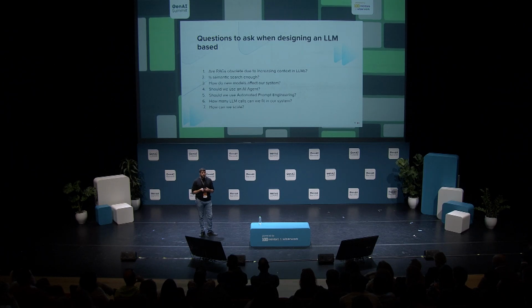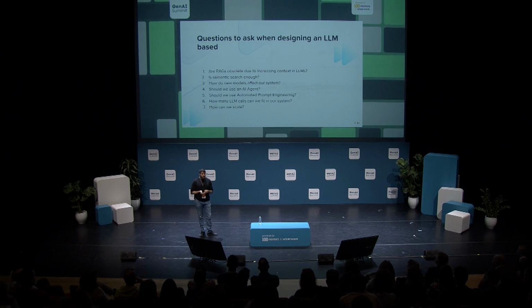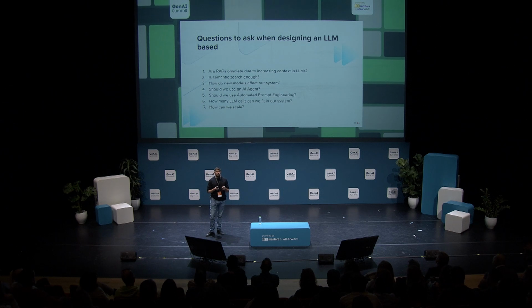Now, another thing, which is often neglected, is how do new models affect our system? We get new models every few months. We've got companies competing for the best model out there. We've got closed source, open source models. They change all the time. And even the models as a service, they will probably be deprecated in a year. So you need to design a system which is flexible, and you need to consider that you will be changing the models relatively often, and don't put all your eggs in the same basket.